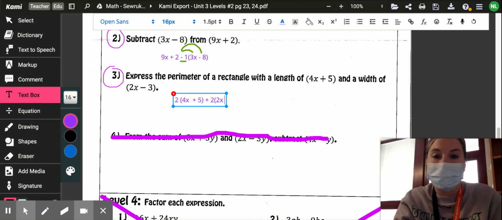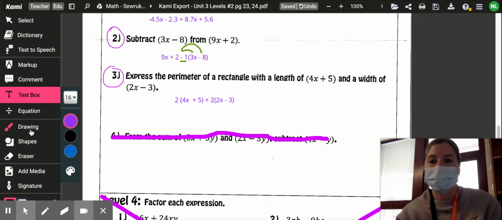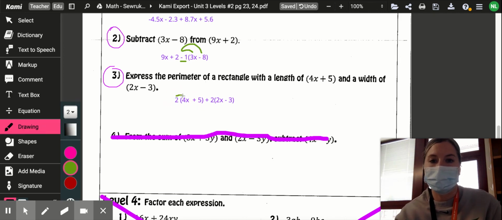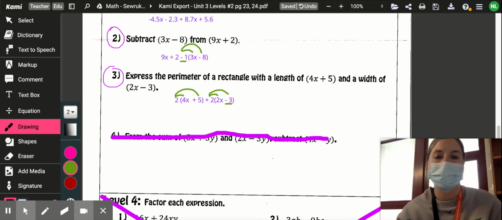If you watch this whole video, you will know how to do this because we've done it all in class. So again, you're going to distribute 2 times 4x, 2 times a positive 5, and then a positive 2 times 2x, and a positive 2 times a negative 3. You'll rewrite all the terms down here. Then you have to combine the like terms to get your final answer.